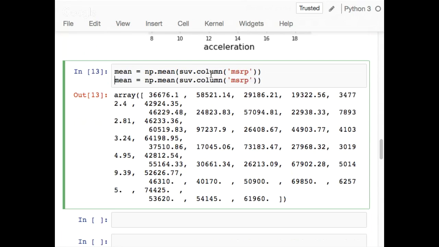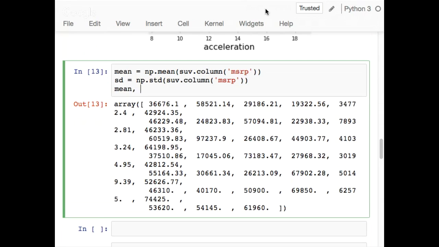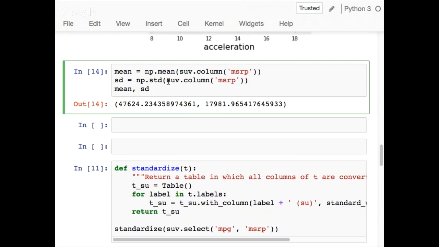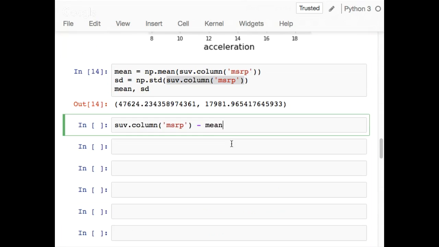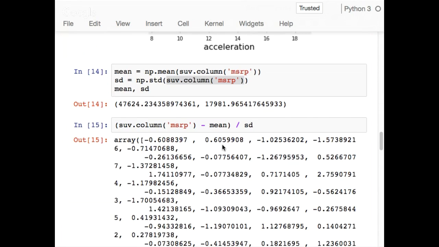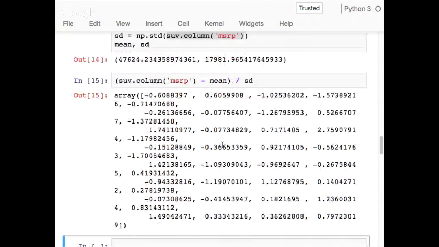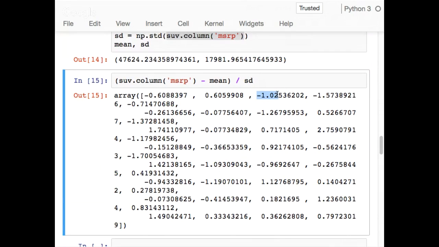Here's the mean and here's the standard deviation of the cost column. So let's convert those to standard units: this minus the mean divided by SD, and now they're in standard units. So what does this mean? Let's take a look at this number right here. That means that this original price was about 1 standard deviation below the average cost, whereas this one right here was about 1.1 standard deviations above the average cost. So that's converting to standard units.